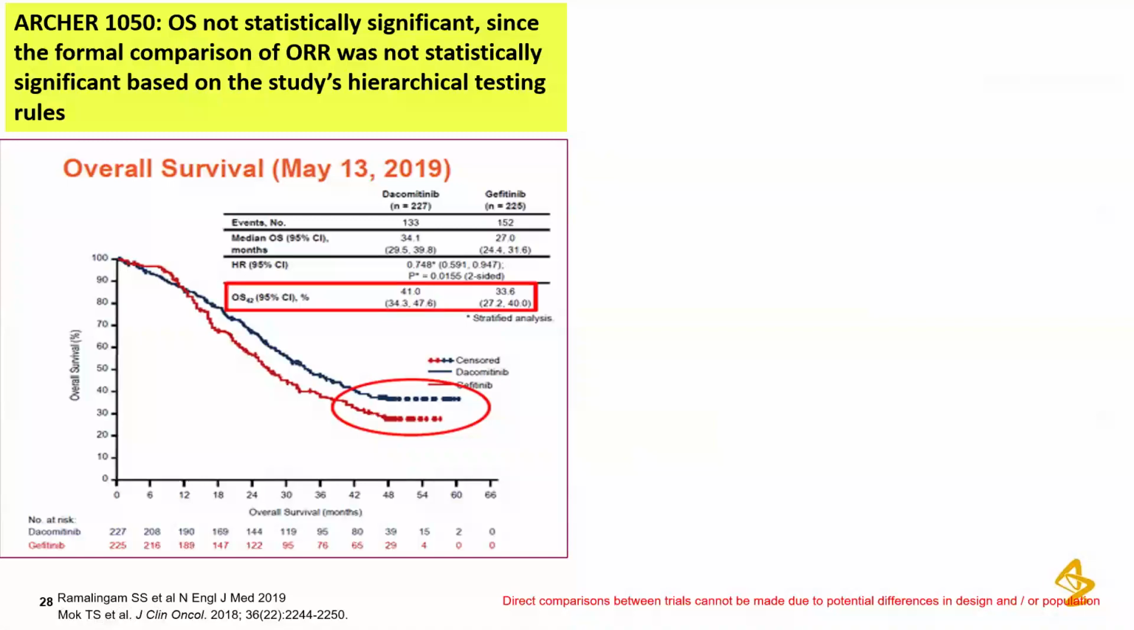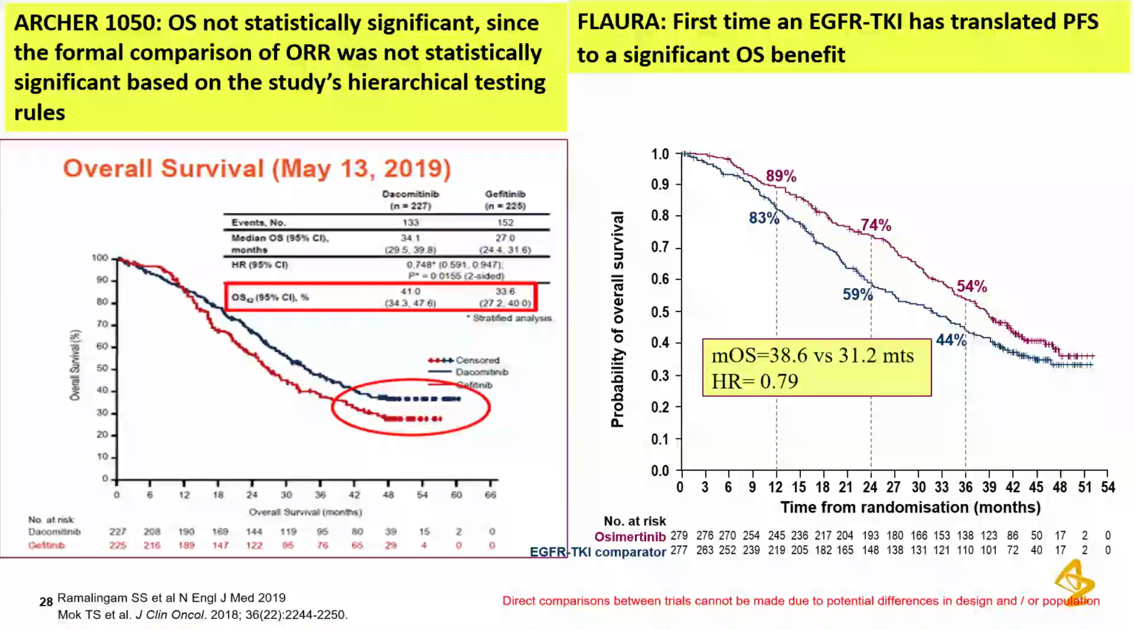The OS is again not statistically significant, since the formal comparison of overall response rate was not statistically significant in the study's hierarchical testing, and there are some flaws in the ARCHER study regarding the hierarchical testing. Next slide. FLAURA is the first time an EGFR TKI has translated PFS to a significant OS benefit.